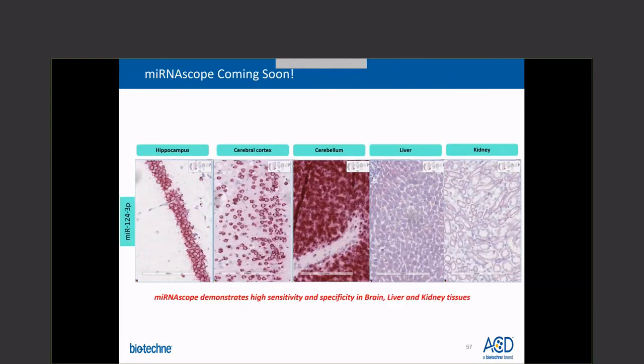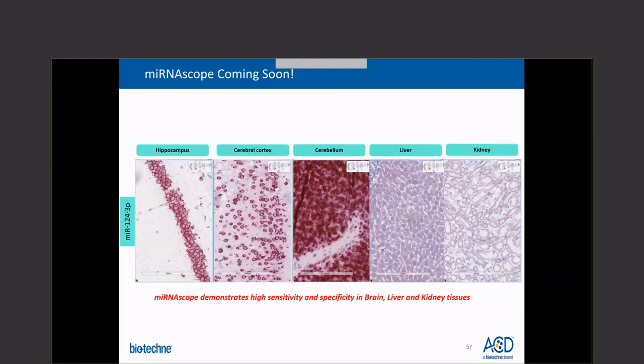On the new product side, we now have a new assay platform to detect microRNAs, antisense oligonucleotides, and small interfering RNAs called microRNAScope that will be in market soon. MicroRNAScope is a robust assay offering high sensitivity and high specificity with a universal probe design. The custom probe is designed to detect microRNA, antisense oligonucleotides, or small interfering RNA sequences of interest.